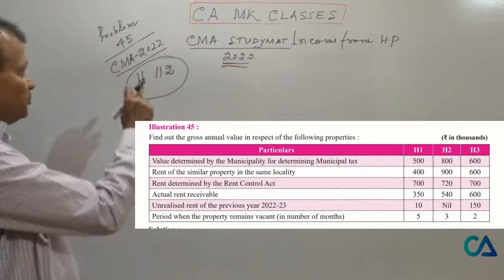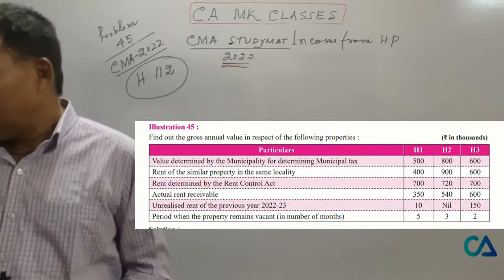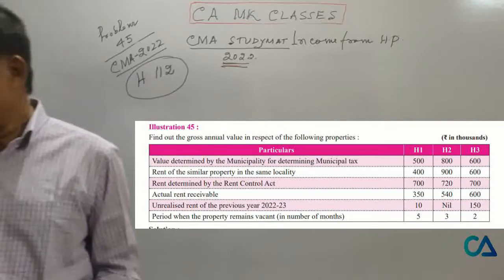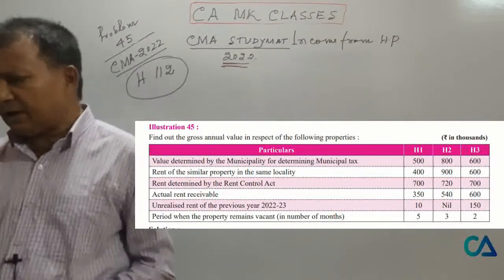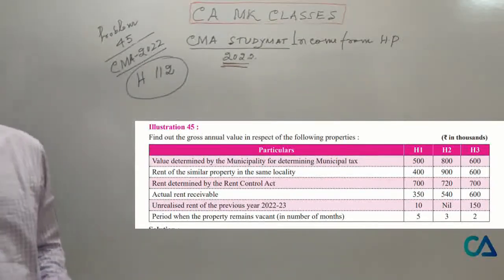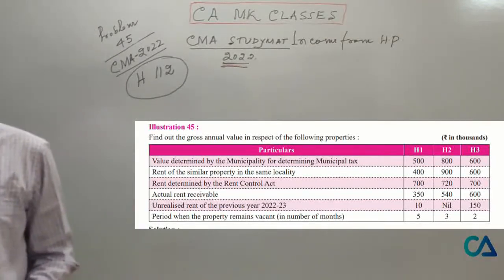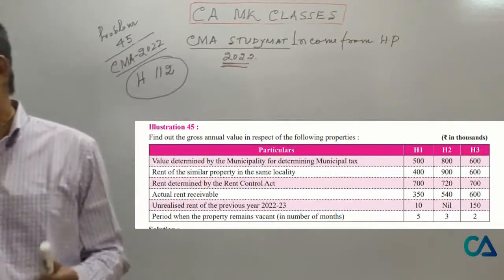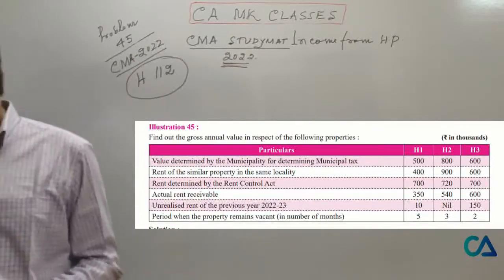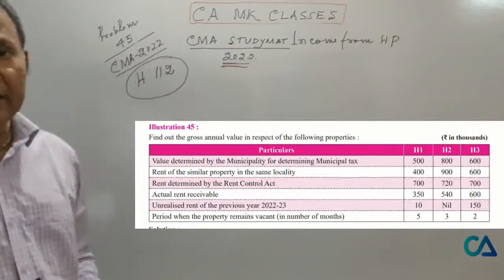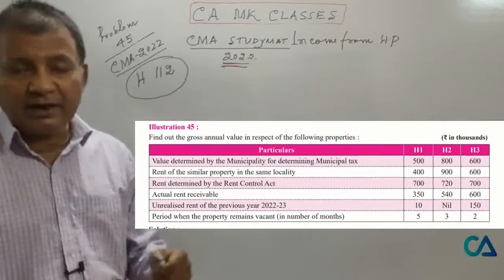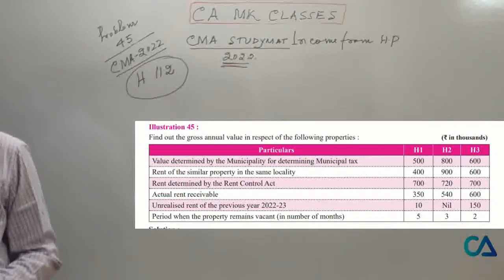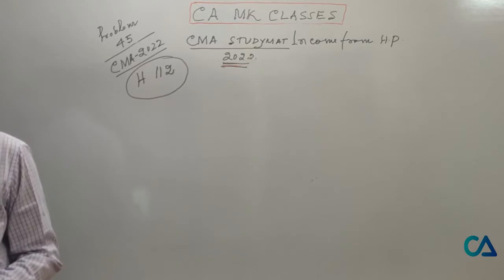So this is problem 45. Find out the gross annual value in respect of the following property. In problem number 45, there are 3 houses, 111, 112, 113, and we will be doing 113, and 111 and 112 will be left to you because the things are same. So let us start with the problem.